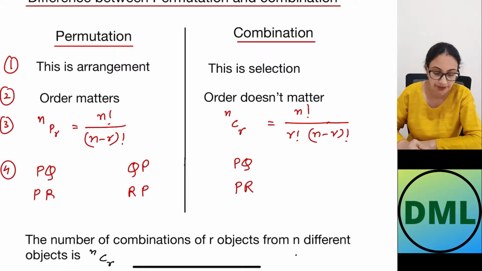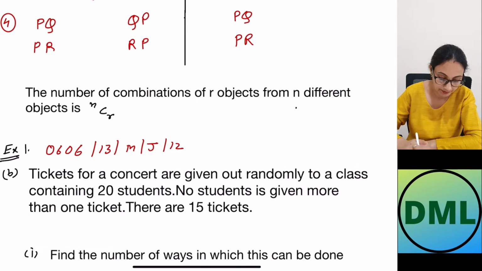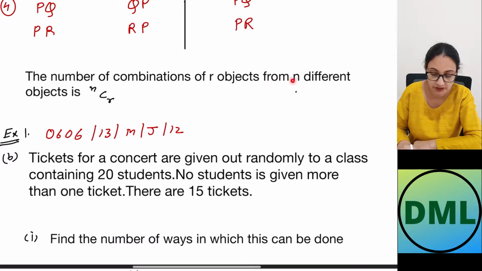Permutation can be written as nPr, which is given by factorial n divided by factorial n minus r. Combination is written as nCr, which is equal to factorial n divided by factorial r multiplied by factorial n minus r. In permutation, PQ and QP are considered different, and in combination, PQ is considered as PQ only. Similarly, in permutation, PR and RP are considered different, but in combination, PR is considered as one thing. Now, the number of combinations of r objects from n different objects is given by nCr.